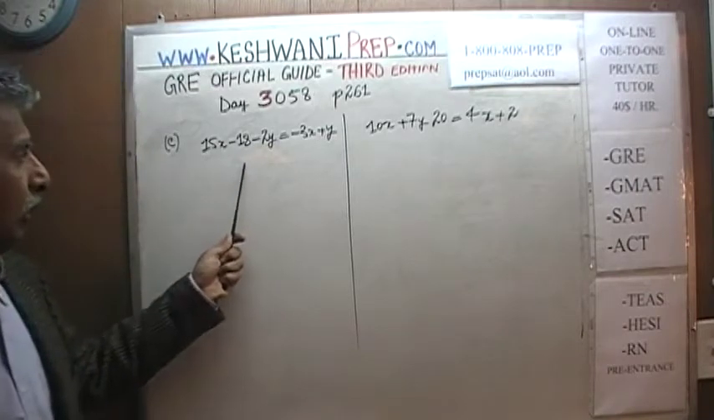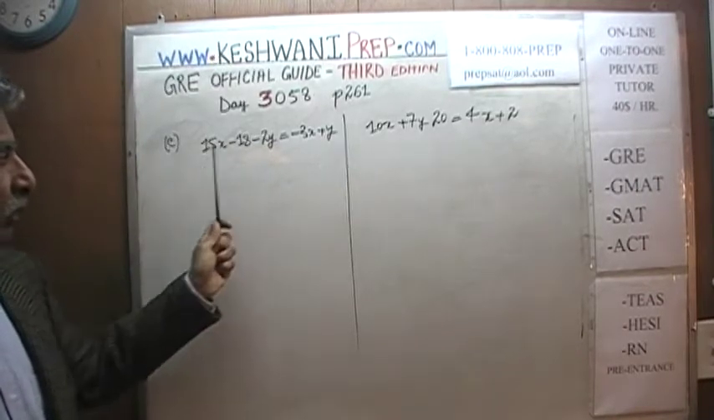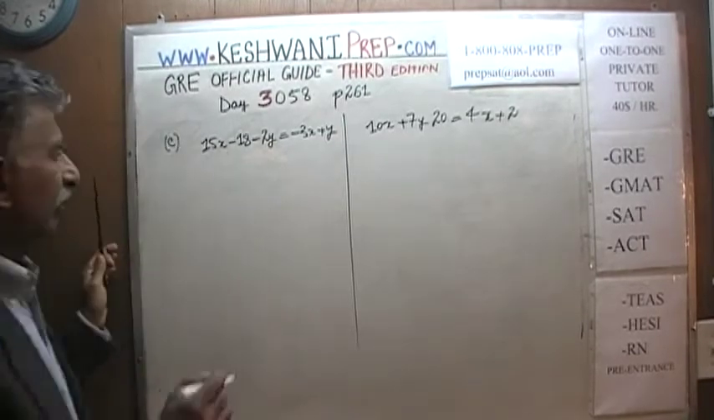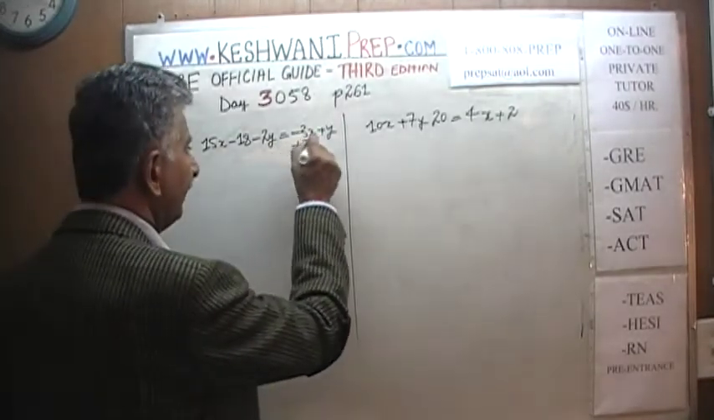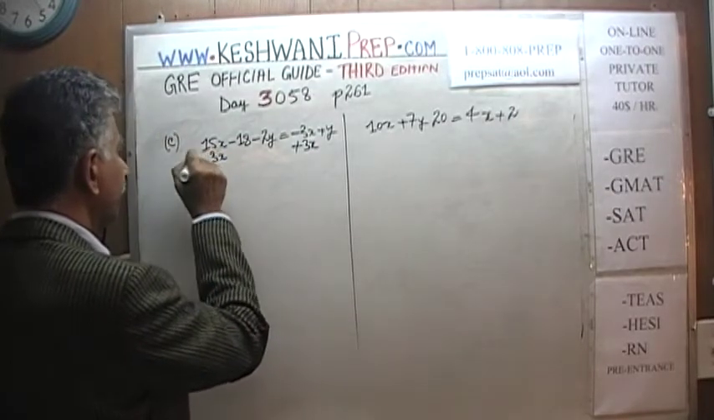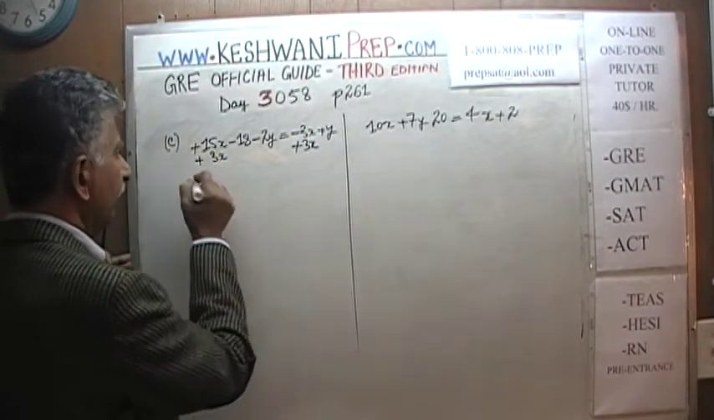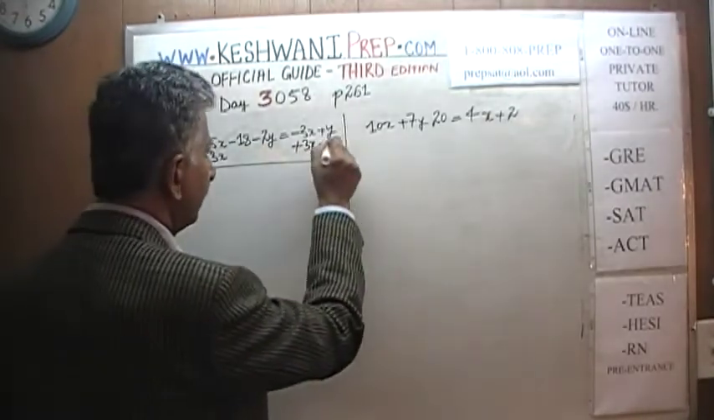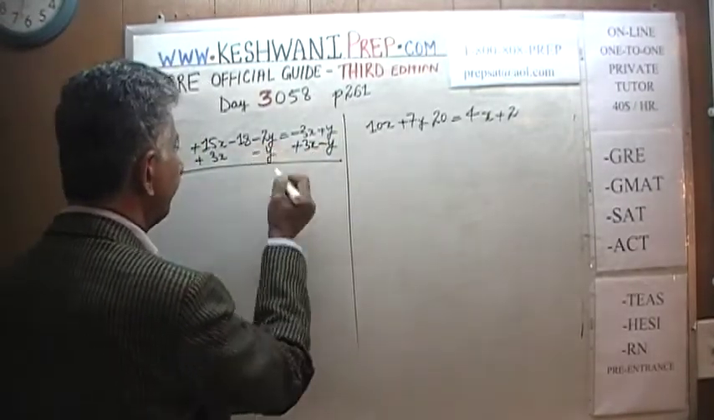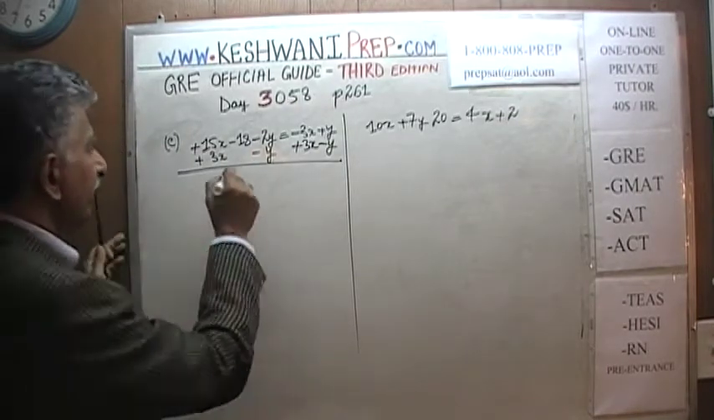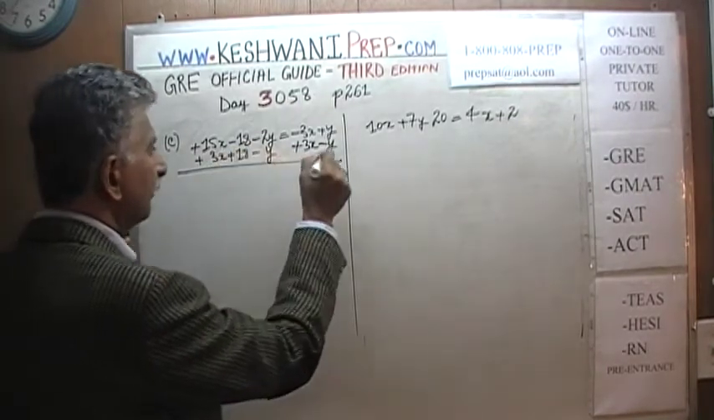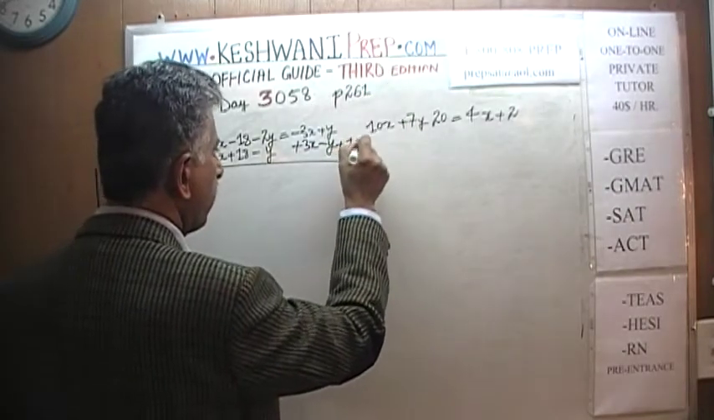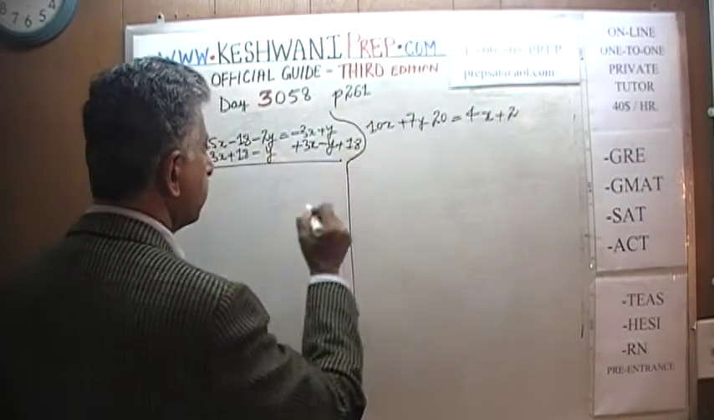Let's bring all the known quantities to this side and all the unknown quantities to that side. We see 3x here, let's bring it here by adding 3x to both sides. That was a plus. We have a y here, let's bring the y to the other side by subtracting y from both sides. And we have an 18 here, let's bring 18 to that side by adding 18 to both sides.